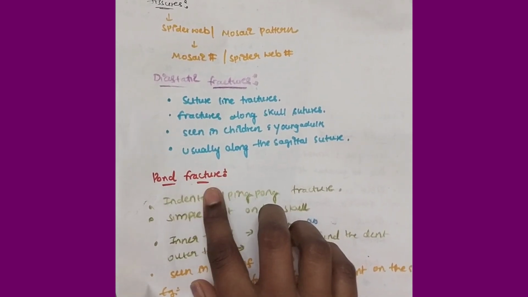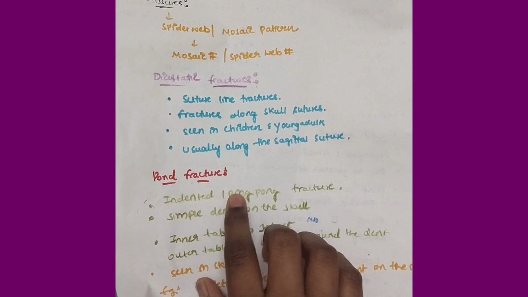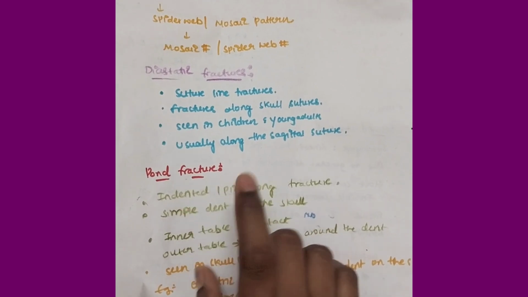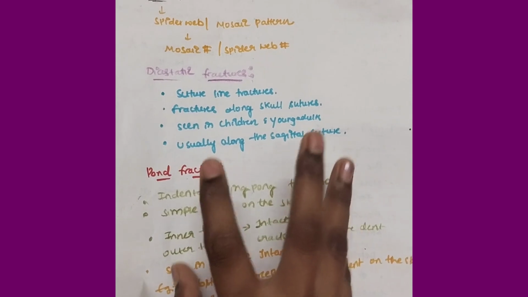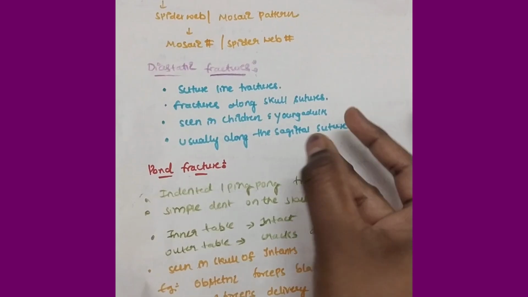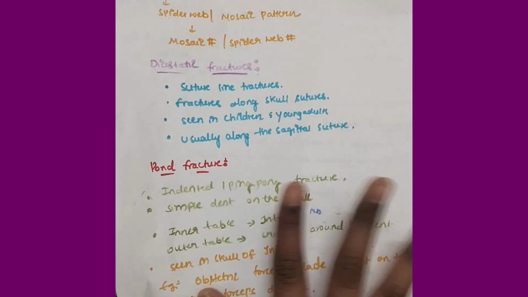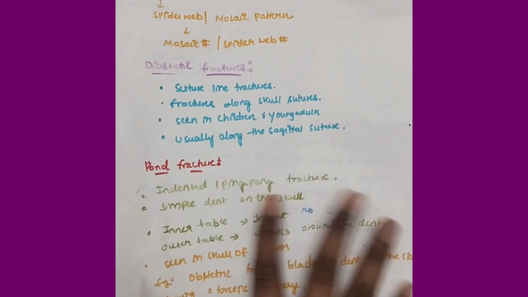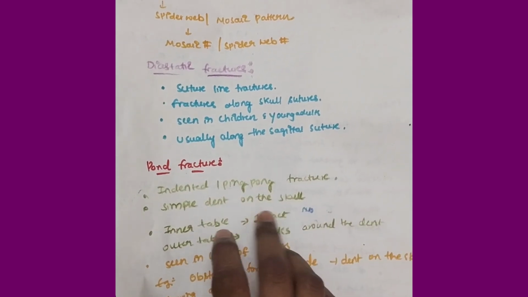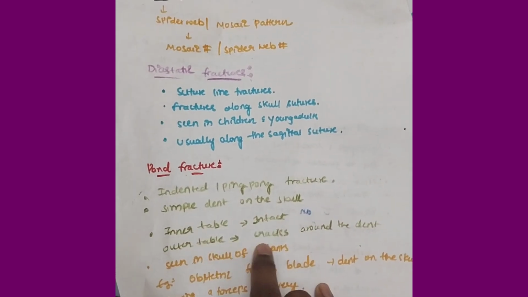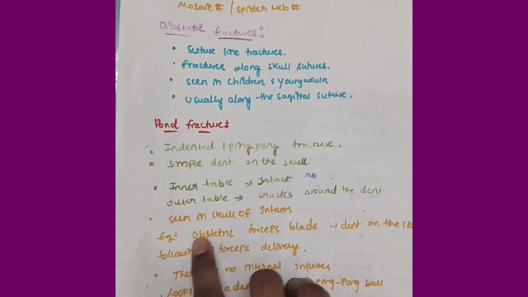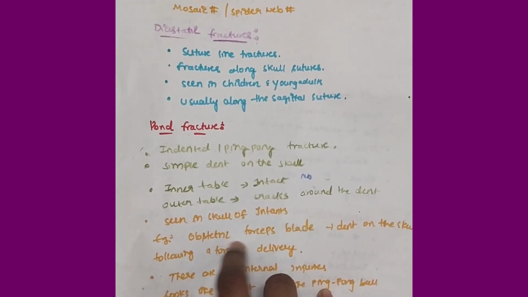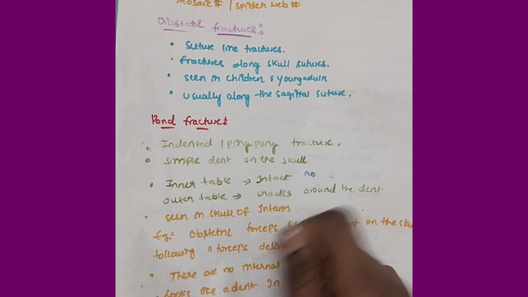Coming to pond fracture, it is an indented or ping pong fracture. A simple dent will be seen on the skull. The skull is mainly divided into inner table and outer table. The inner table has no lesions and is intact, while outer table cracks will be seen. It is seen in the skull of infants, due to forceps delivery.